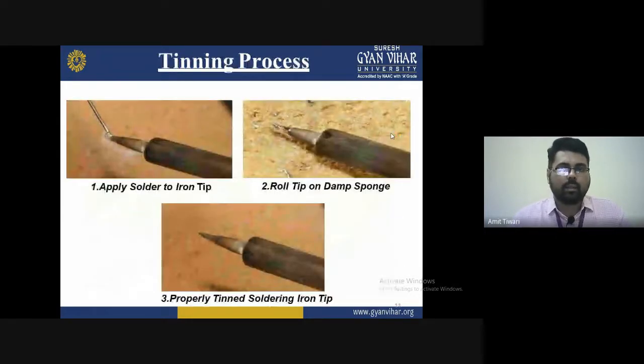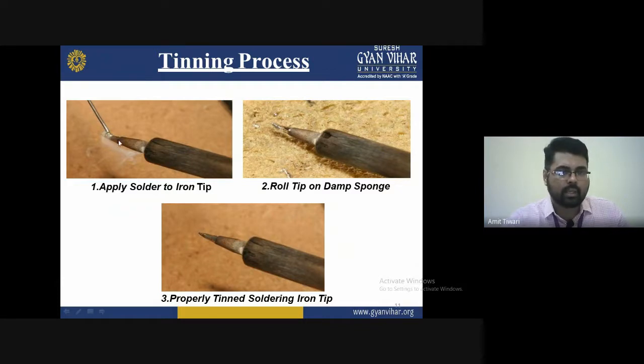Now these are some tinning processes that we can use for cleaning. First of all, apply solder to the iron tip. This is a working process, we can say a tinning process. First of all, this is a solder you can apply on the iron tip.